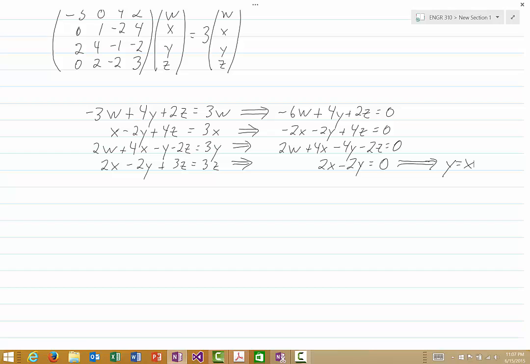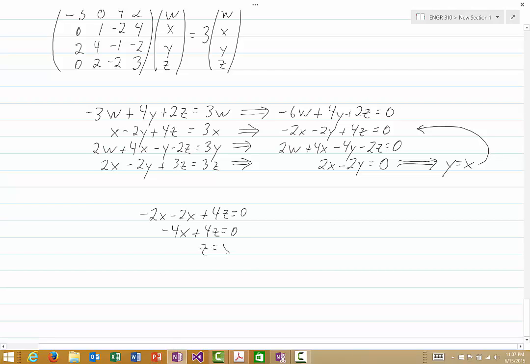second equation. So we're going to take y equals x, and we're going to substitute that into the second equation and see what that gives us. The second equation will then become minus 2x minus 2x, because we're substituting y equals x, plus 4z equals 0. And this says minus 4x plus 4z equals 0, which of course implies that z is equal to x.